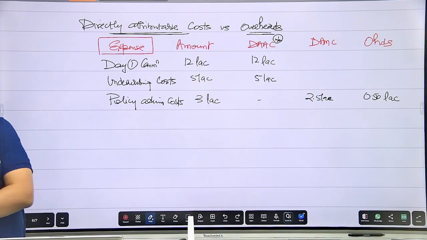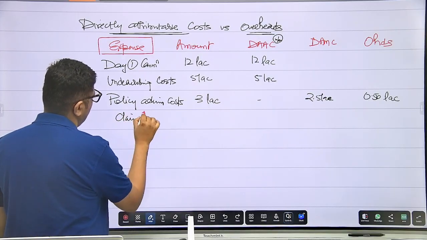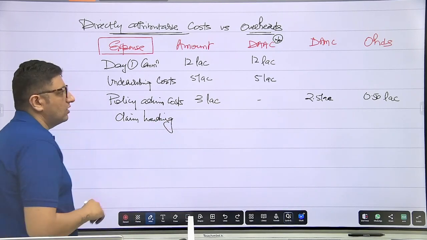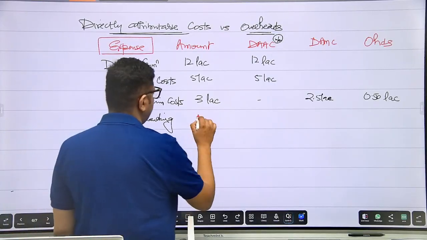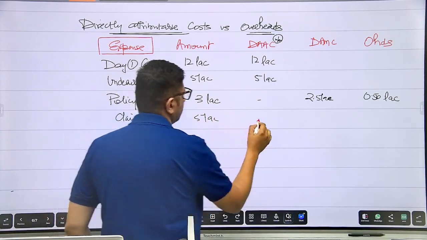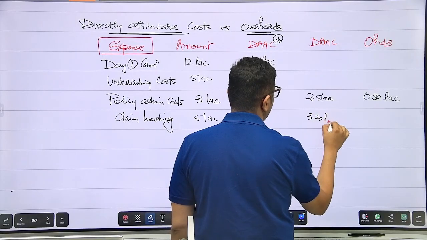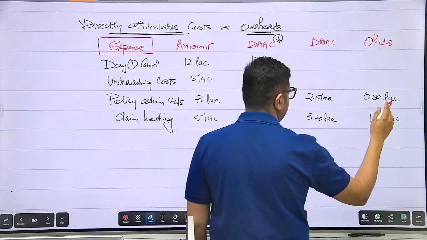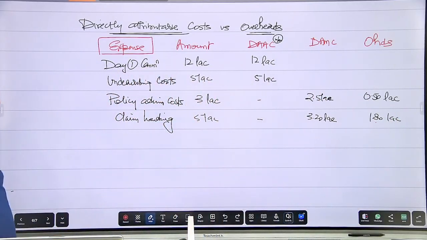Likewise, you would have, as an extension, claim handling costs. Just give it another number. Maybe another 5 lakh. So you know that it's not exactly a dedicated team, but let's say 3.2 lakh here and 1.8 lakh. So they would be doing more work on the overheads as well. So that's how you do the allocation there.